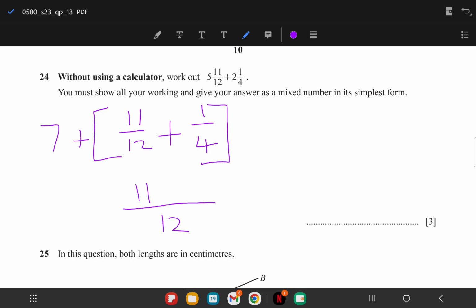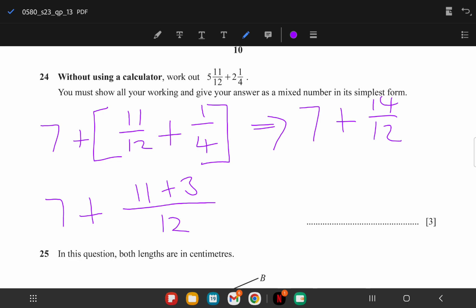12 into 12 is 1, and 11 times 1 is just 11. And then 12 divided by 4 is 3, and 3 times 1 is just 3. So here I have 11 plus 3. So I'm going to end up with 7 plus (11 plus 3) over 12, which translates to 7 plus 14 over 12. Now 14 over 12 has a whole number in there.